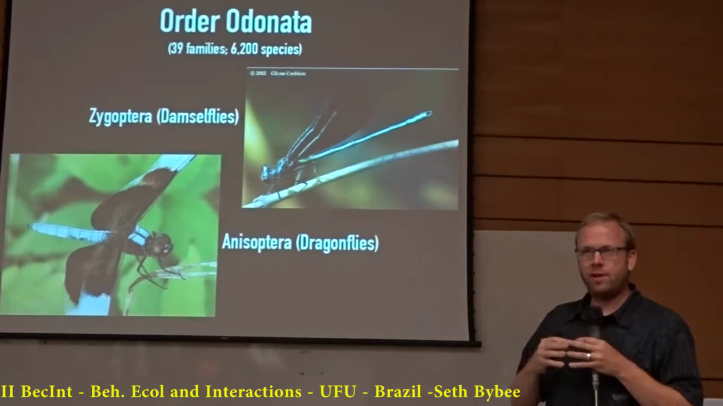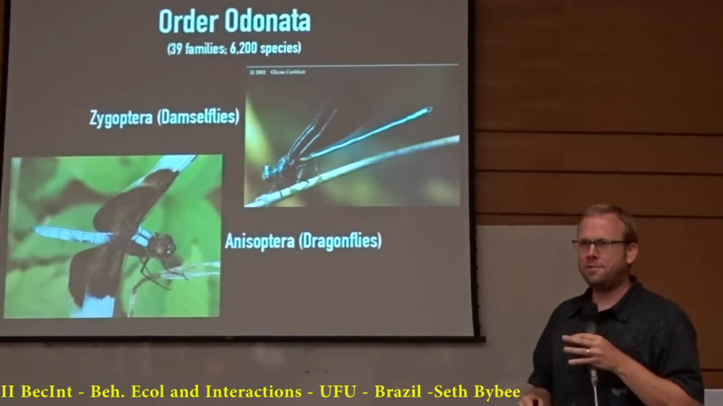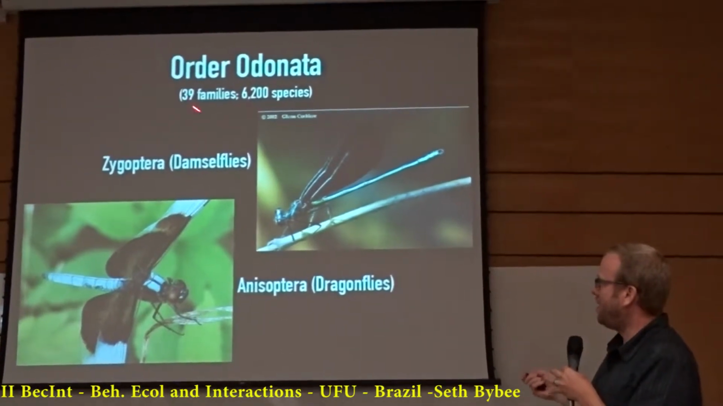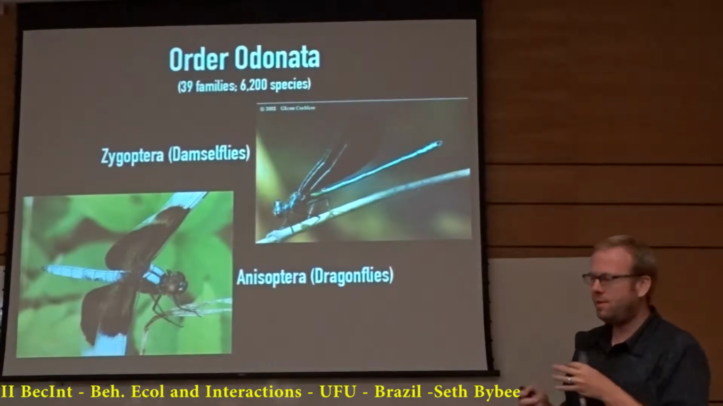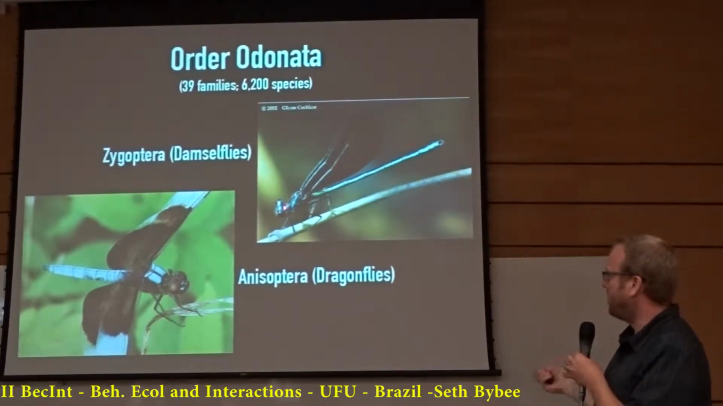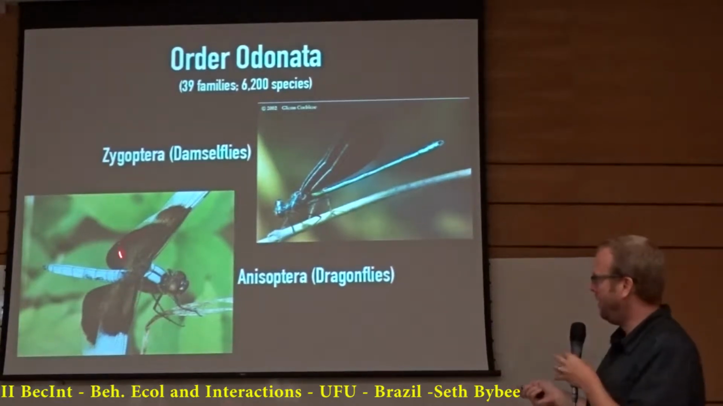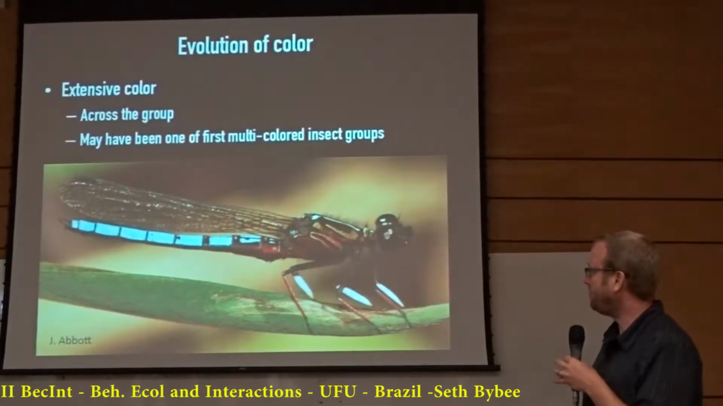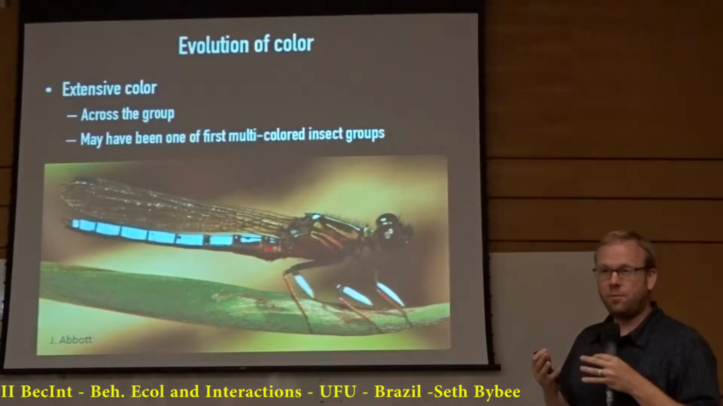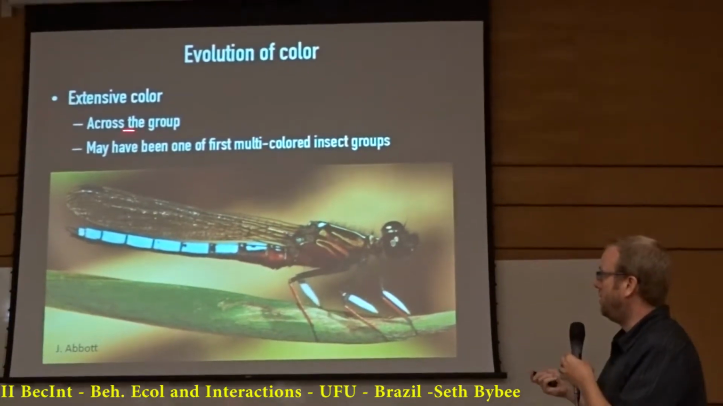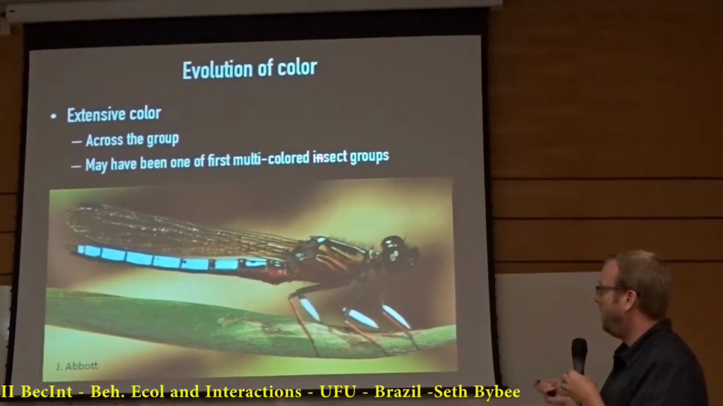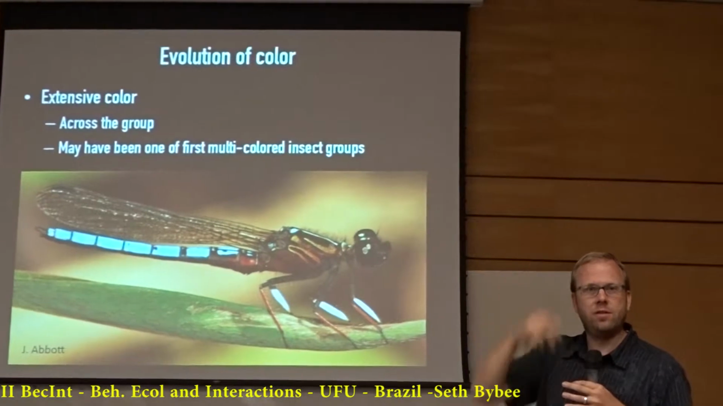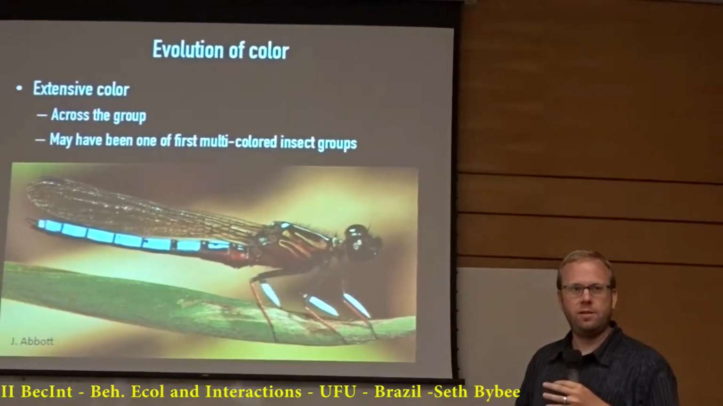So, a little background on dragonflies. It sounds like you know dragonflies pretty well, from all the talks and from Professor Heiner's work over here. But the order Odonata has 39 families and about 6,200 species. You have the Zygoptera, which are the damselflies, kind of skinny, wimpy, right? And then you have the dragonflies, which are the more robust animals. What's really cool about dragonflies is they have really extensive color. The color is found across the whole group, and there's even the hypothesis that they may have been the first multicolored insect because of where they are in the phylogeny. They represent an ancient lineage, so that's kind of cool as well.